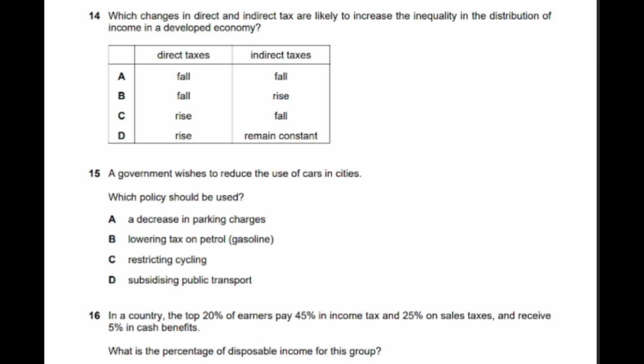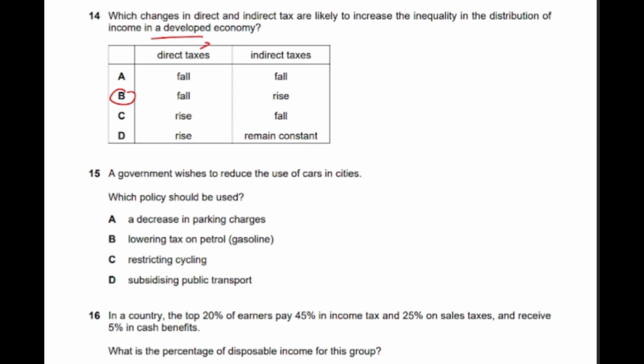Which changes in direct and indirect taxes are likely to increase the inequality of distribution of income in a developed country? Inequality means a greater income gap between the rich and poor. So option B is the correct answer. Direct taxes should fall, indirect taxes should rise. Direct taxes are the taxes that are paid on income of the consumers, and indirect taxes are paid on prices. They are charged on prices of the products.